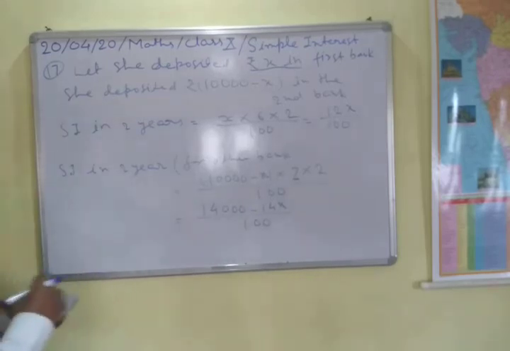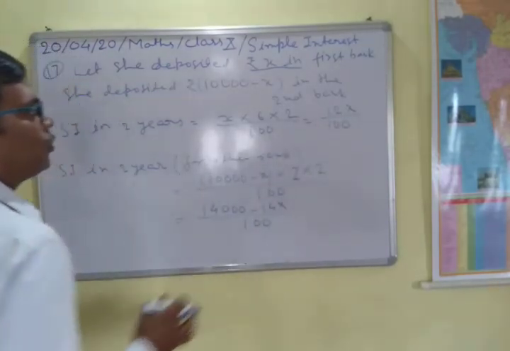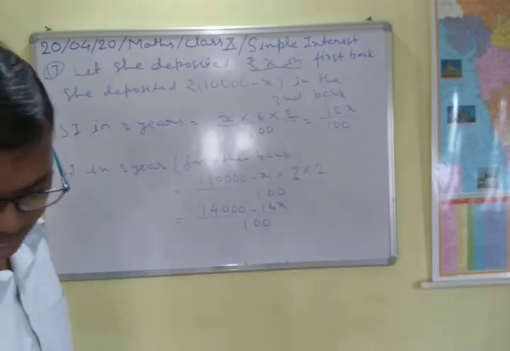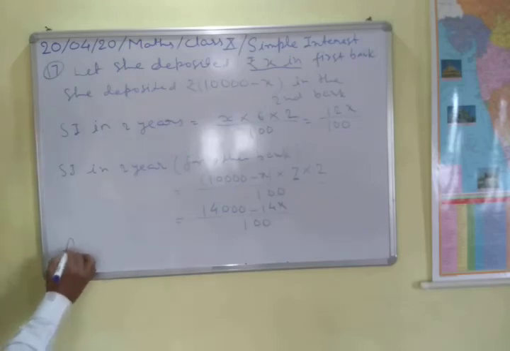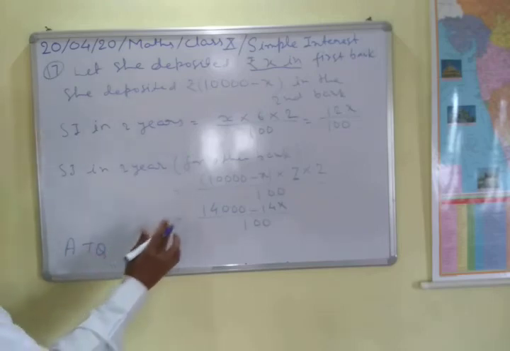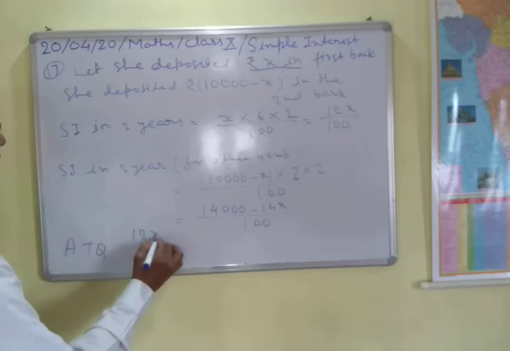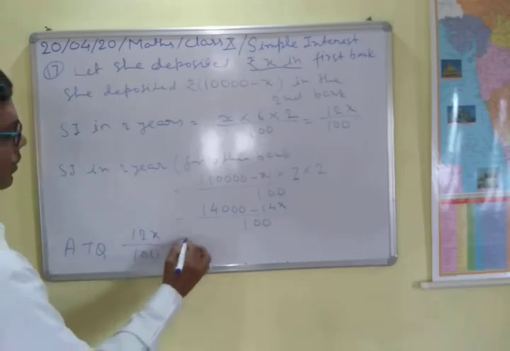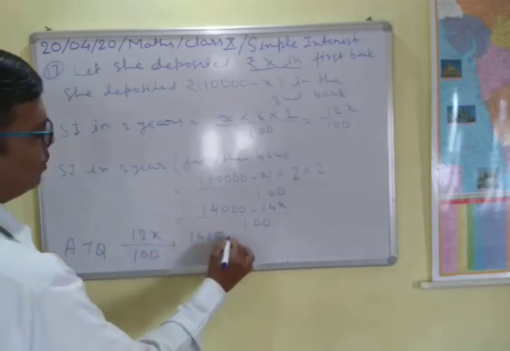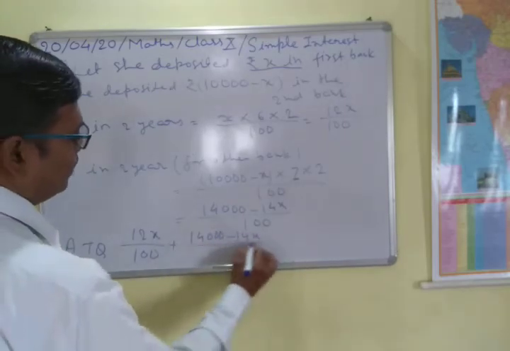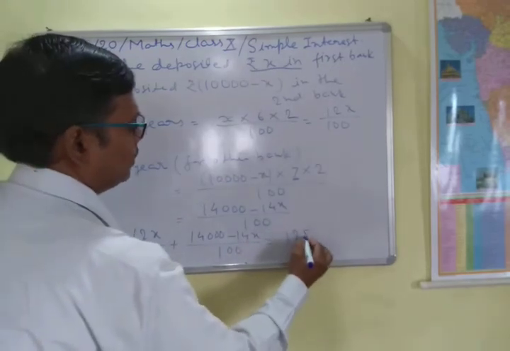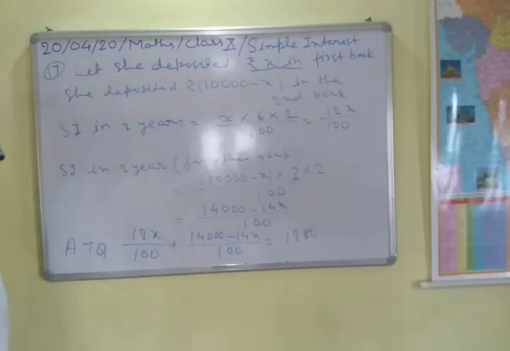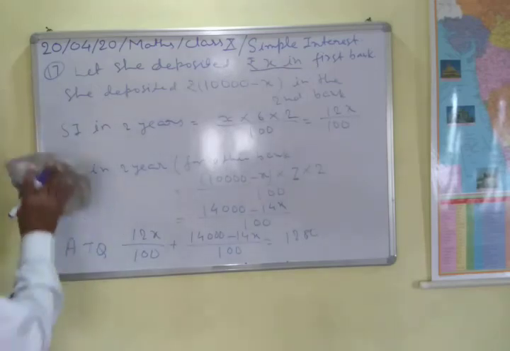Now add these two numbers, and this number plus this number will be equal to 1280. So therefore, according to the question, 12x by 100 plus 14,000 minus 14x by 100 equal to 1280 rupees. Now after solving this equation, we will get the answer, that is the value of X.